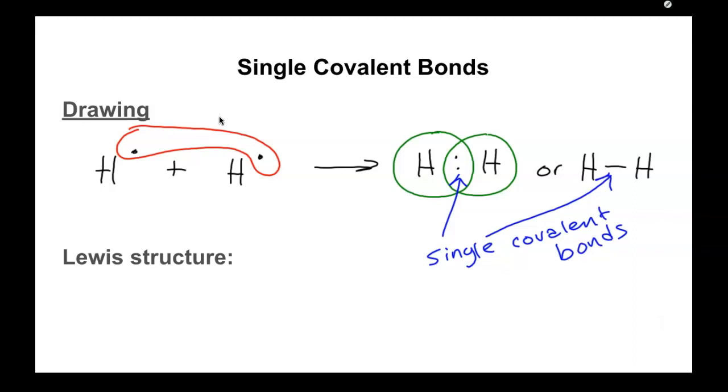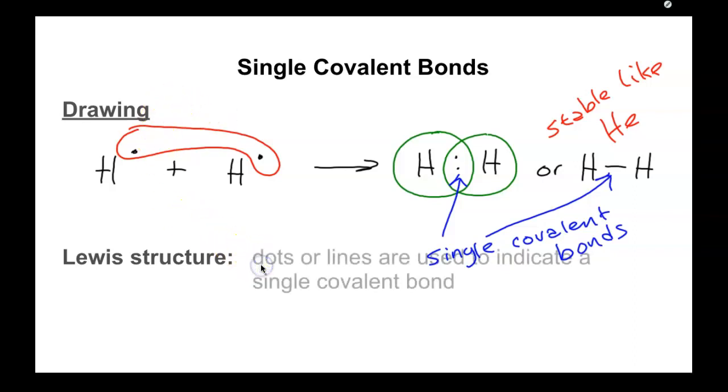And then we also have to remember that this is stable like helium, because it's like a noble gas. If you get a pseudo-noble gas configuration, you are stable. So these things that we've drawn over on the right side of the arrow, those are called Lewis structures. A Lewis structure uses dots or lines. So you take dots or lines, and they're used to indicate a single covalent bond. And you guys can see with those blue arrows up there, that's what we've done. We've drawn Lewis structures. I'm going to go to the next slide.